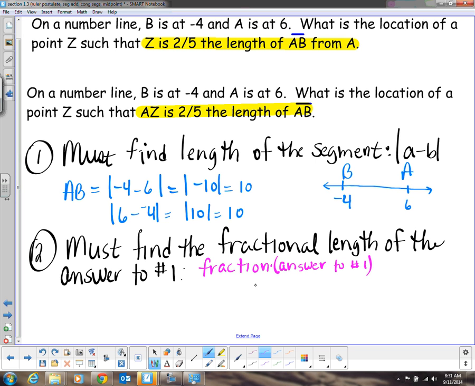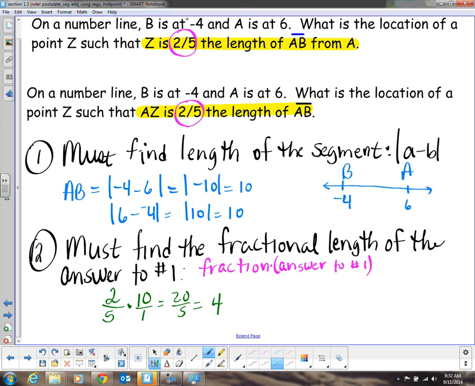Is there a fraction? You're given a fraction, so you're going to say 2/5, the fraction. What's the length in problem 1? So now that's going to be 20/5, or what? 4. That means that 2/5 of the length of 10 is 4. That's a length. That is not a coordinate.